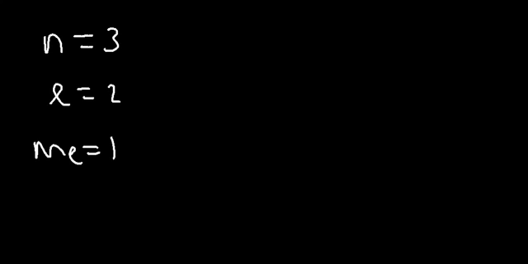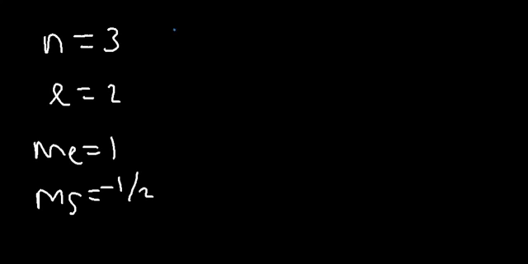Let's try that. So let's say, for example, if n is 3, L is 2, ML is 1, and MS is -1/2. What electron are we talking about? Which electron is identified by these 4 unique quantum numbers?